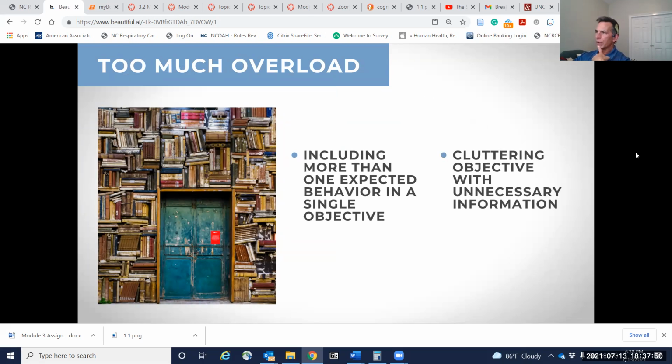And I think we've already talked about including more than one expected behavior in a single objective. You get too much to try to measure, and it gets confusing, and you just get overloaded with that. Cluttering objectives with unnecessary information. Having a preceding phrase before you even get to the objective oftentimes confuses things because people don't know what you're discussing. So make sure that it either begins with "students will be able to" or "participants will be able to," and then state it and be very simplistic with it. You don't have to go into a lot of detail.